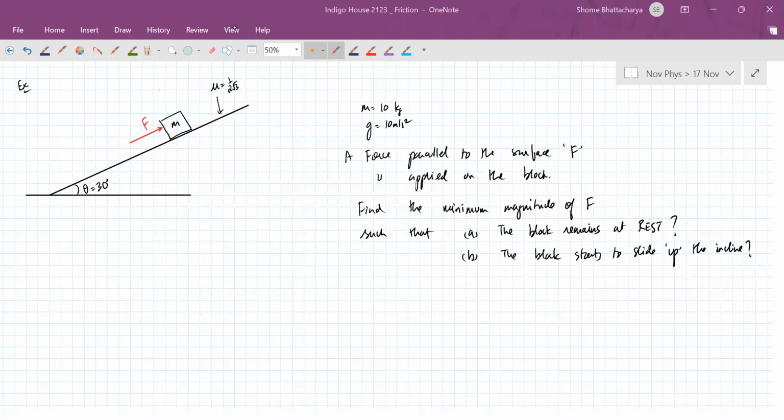Now just think, if we were to apply a force of less than 15 newtons, can the block still remain at rest? Yes, because there is static friction available to us. So the question is, up to what value can I go? Okay, so I hope you're understanding the point.